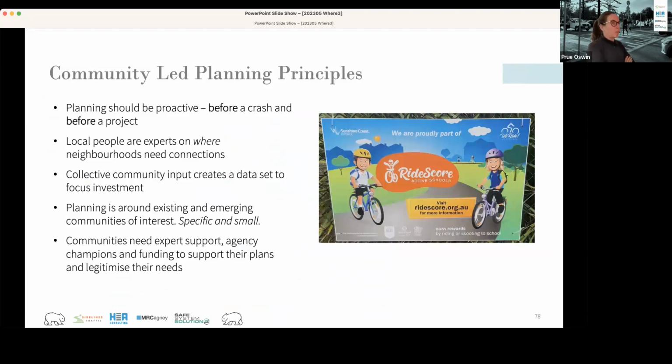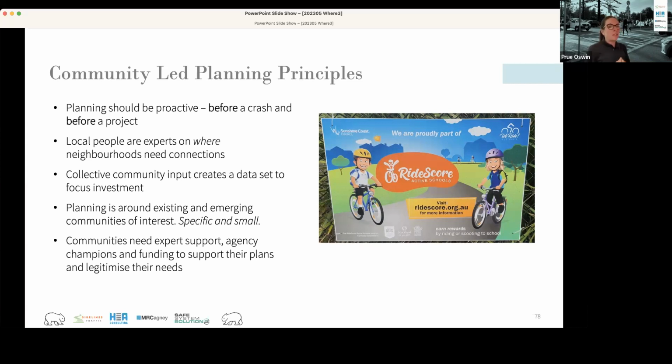So community-led planning principles. Planning should be proactive. So it's happening before a crash and before a project. So it's right at the investigation stage. We haven't identified where the crossings are needed. We're using it to identify where they might be needed. It acknowledges that local people are experts on where neighbourhoods need connections. Collective community input creates a data set, and that allows us to focus our investment.